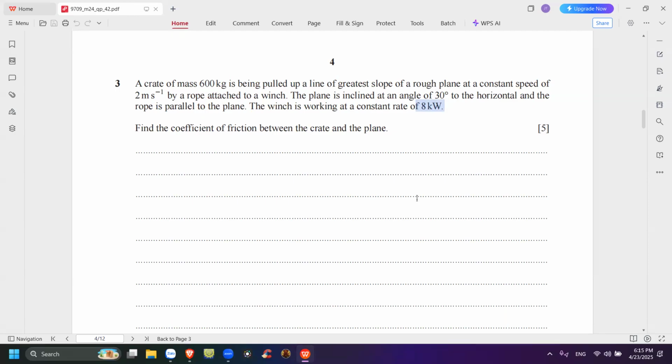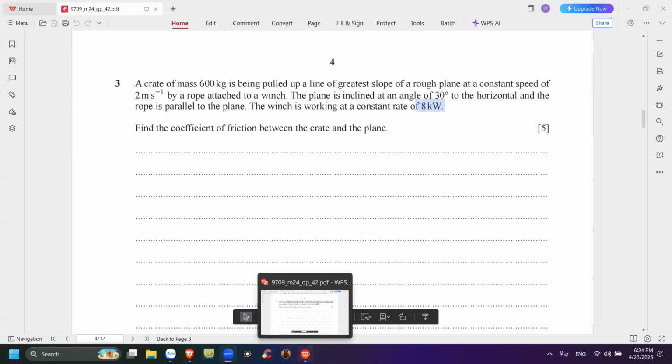Okay. So yes, draw all the forces down. First of all, the driving force of the winch and friction, and then also the gravity, something sine alpha. It's 5 marks. I think you should be able to do it yourself. Okay, let's do it.